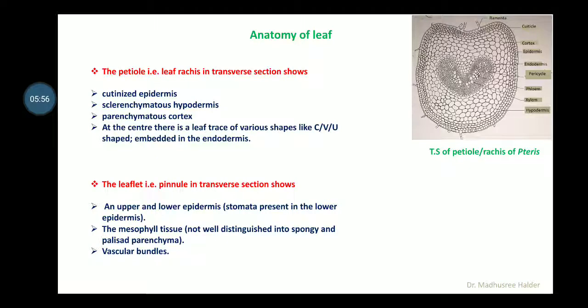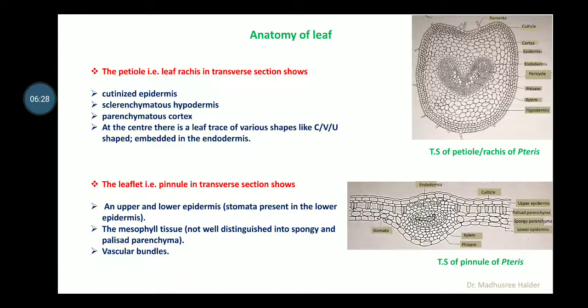The cross section of the leaflet shows an upper and lower epidermis layer, and the lower epidermis consists of stomata. Next layer is the mesophyll tissue, not well distinguished into spongy and palisade parenchyma, and innermost layer is vascular bundle. And that is the anatomical view of transverse section of the pinnule or the leaflet of Pteris.